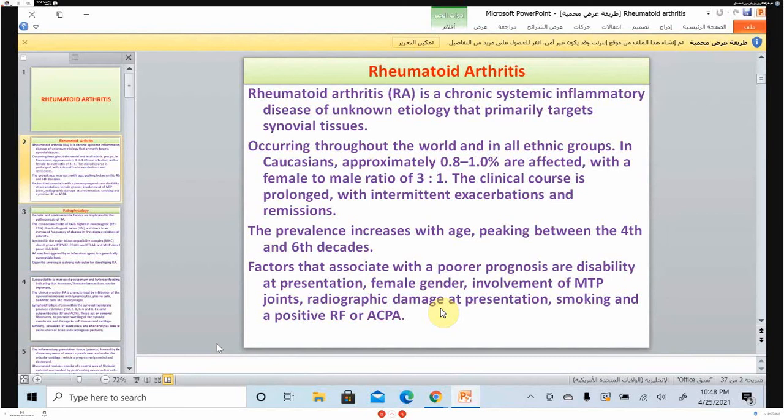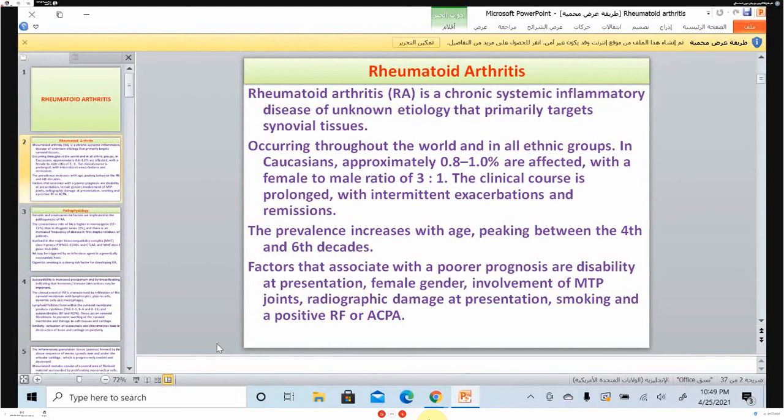In Caucasian, approximately 0.8 to 1% are affected, with a female to male ratio of 3 to 1, so it is more common in female. The clinical course is prolonged with evidence of exacerbation and remission. The prevalence increases with age, peaked between the 4th and 6th decades.